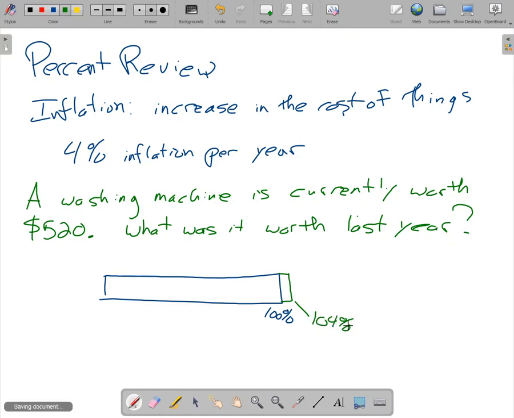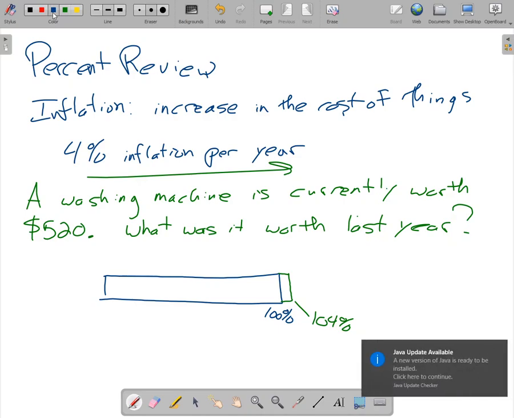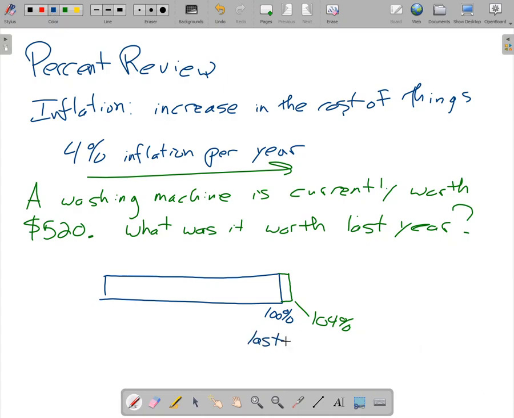So I'm given a dollar amount here, the 520. So does the 520 belong to the 100%, or does it belong to the 104%? And let's just think about the whole last year and this year. Inflation moves from past to future, past to present, or present to future. So the 100% must be last year, and the 104% must be the current for this problem. So that means the 520 has to go with 104%.